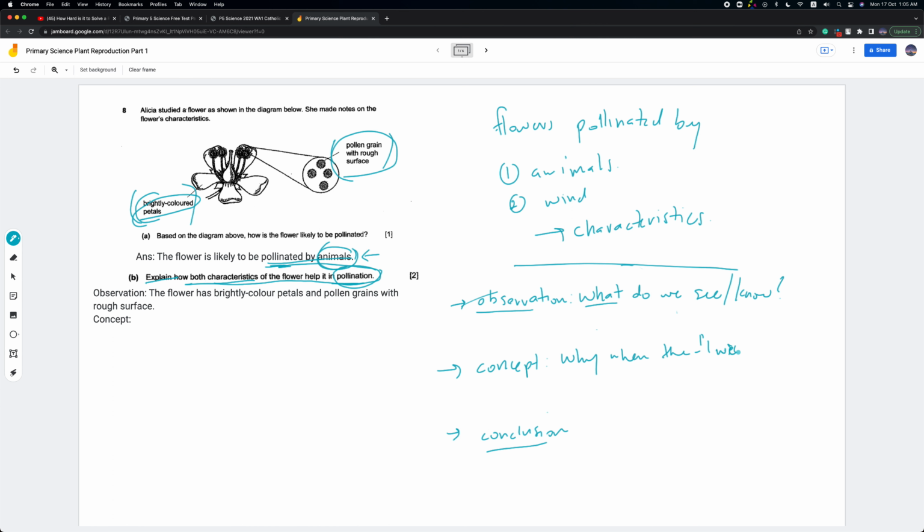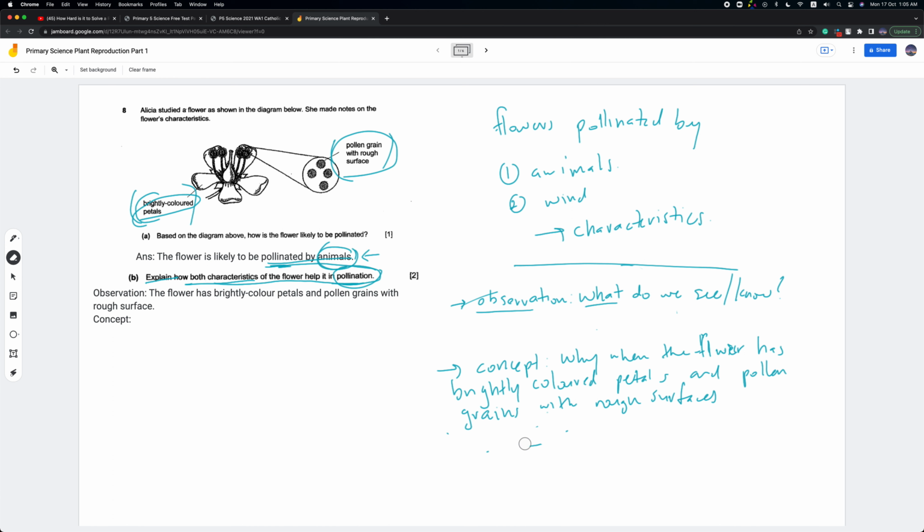Sorry, let me write that properly. Why when the flower has brightly colored petals and pollen grains with rough surfaces, okay, it is, or it helps in the pollination. Okay, so that's the next part here. Let me erase the conclusion here first because I need some space.